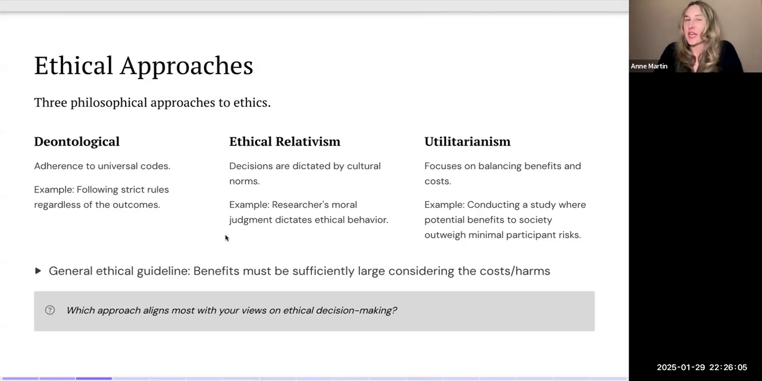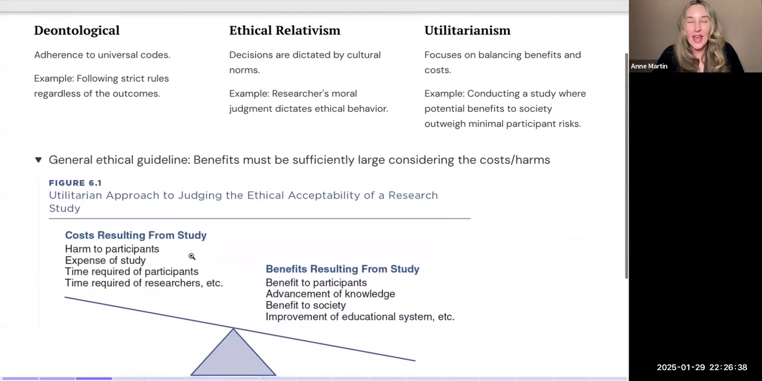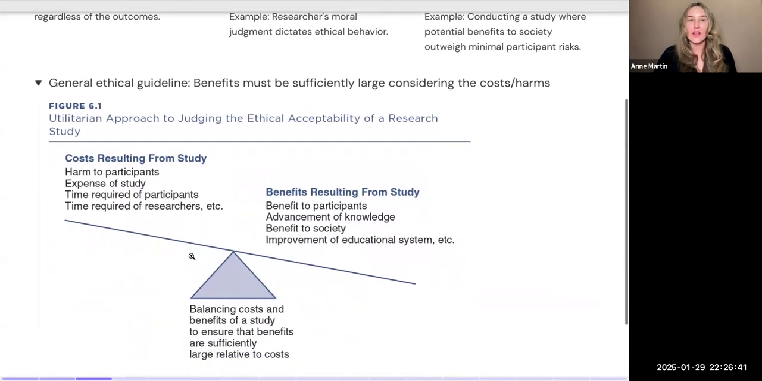And then finally, utilitarianism, which focuses on balancing the benefits with the costs to make sure that the benefits outweigh the costs. So I am curious, which of these would you say most guides your ethical compass, your moral compass, or are there certain situations where you fall in the deontological realm, or the ethical relativism realm, or the utilitarianism realm? When we are doing educational research, ethics in general follow the guideline that the benefits must sufficiently outweigh the costs or the harms.